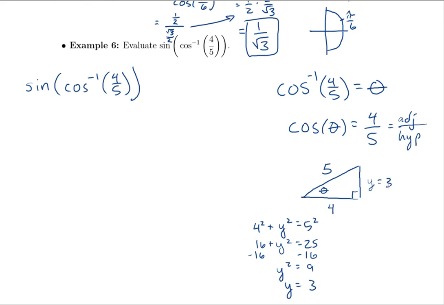So here's what I can say. I'm thinking of this cosine inverse as just an angle on this triangle. So when I rewrite this, I can just rewrite it as the sine of theta. I just replaced cosine inverse with theta. But now I can see what the sine of theta is just by looking at this triangle. It's the opposite, 3, over the hypotenuse, 5. So my answer here is just 3/5.